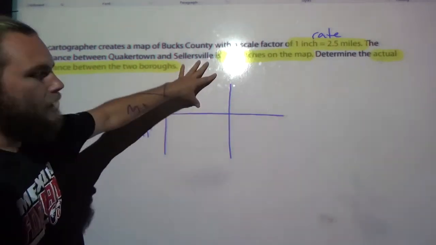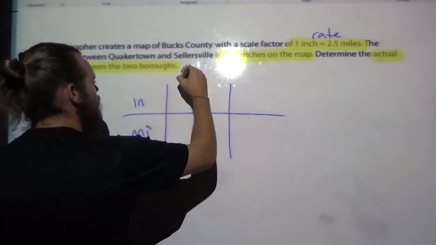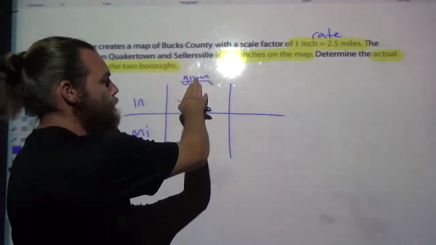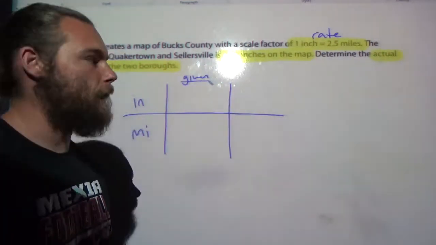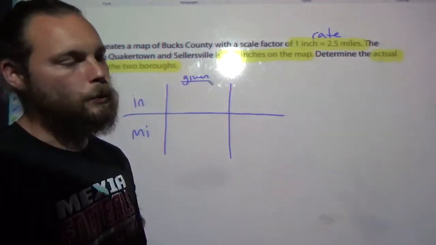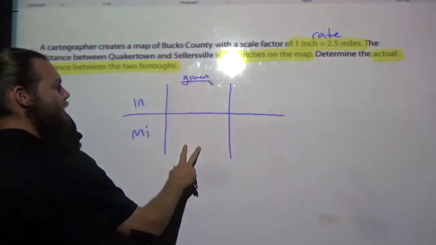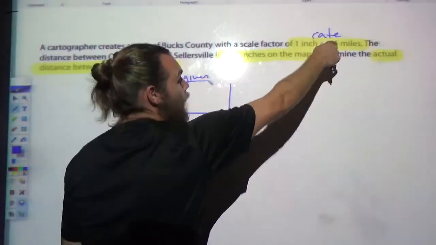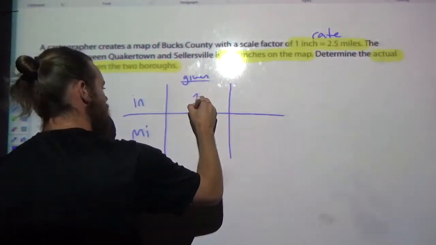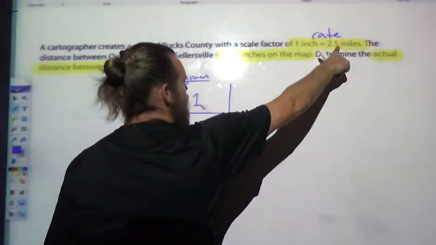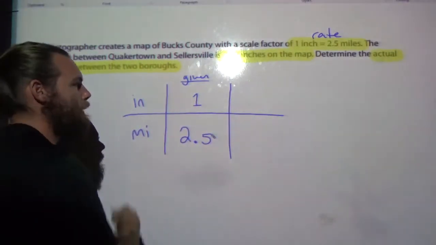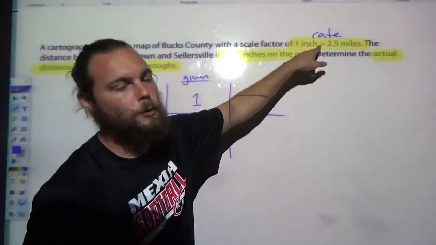The next row, I like to put what I'm given. We did yesterday what you're missing and what you're given. You can do that, it's fine. But when I'm doing word problems, I change it up just a little bit. It doesn't really matter. What I'm given is the rate that they gave you. They gave us 1 inch and 2.5 miles. That's the rate they told you.